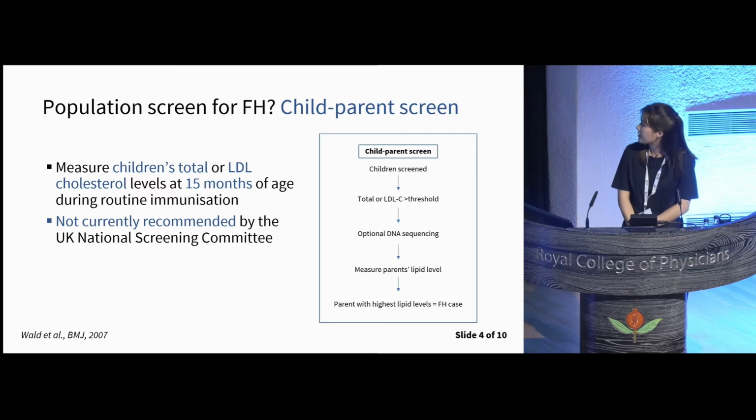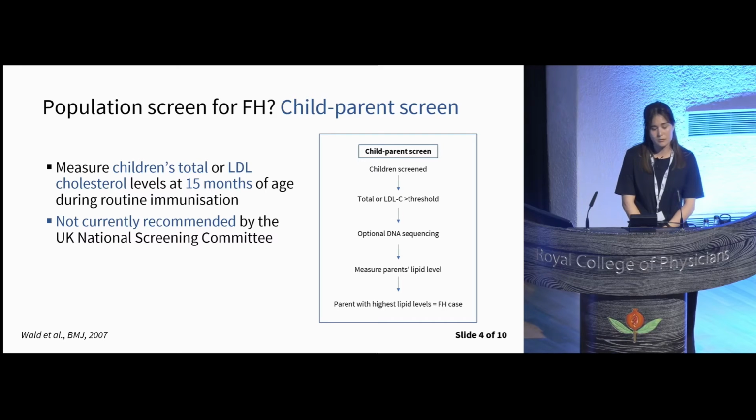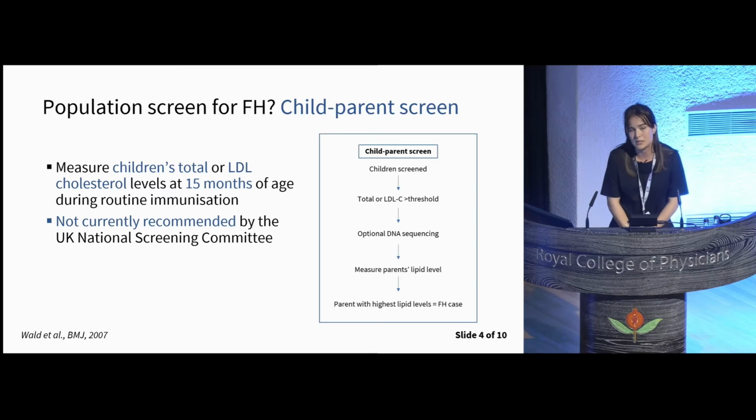So this child-parent screening strategy is illustrated on the figure, and it involves measuring children's total or LDL cholesterol levels, and children with levels exceeding a certain pre-specified threshold value would then optionally be sent for DNA sequencing to test for an FH variant. Their parents' lipid levels would also be measured, and the parent with the highest lipid levels would be considered an FH case, and then cascade screening would be initiated in close relatives of the family. This strategy was also validated by Fatima et al. in the ASPEC study, but it's not currently recommended by the UK National Screening Committee.